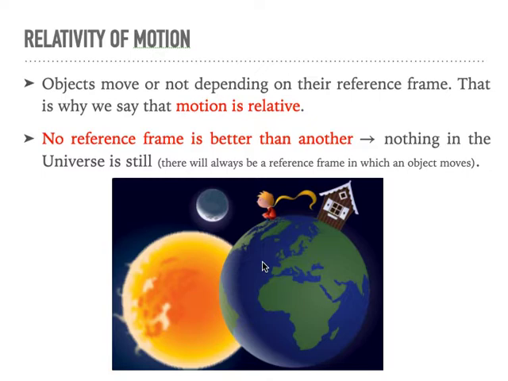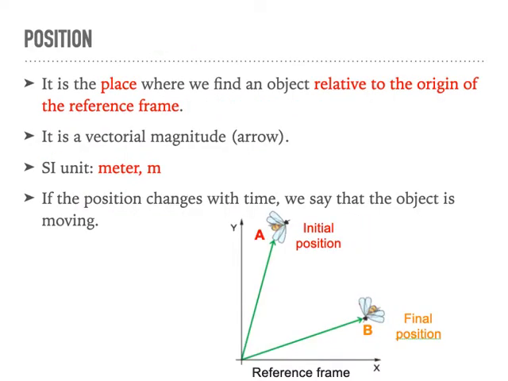So everything is moving, and the sun is also moving, and we're moving around the sun, and the sun is moving around the galaxy. And so really, you have to choose a reference frame for every example you want to work with, and that's okay. But no reference frame is better than any other. So we can say that nothing in the universe is still, everything is moving, because there will always be a reference frame in which an object moves. And that's relativity, but that comes after, in second of bachillerato.